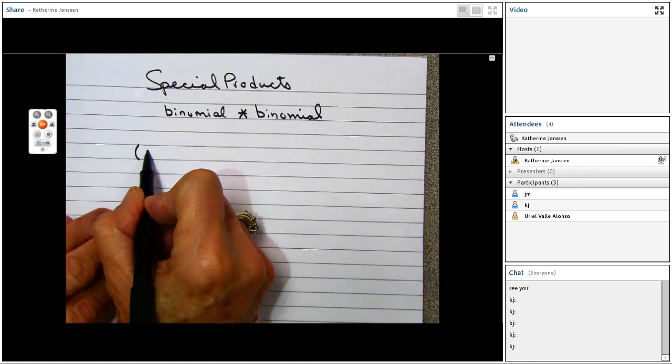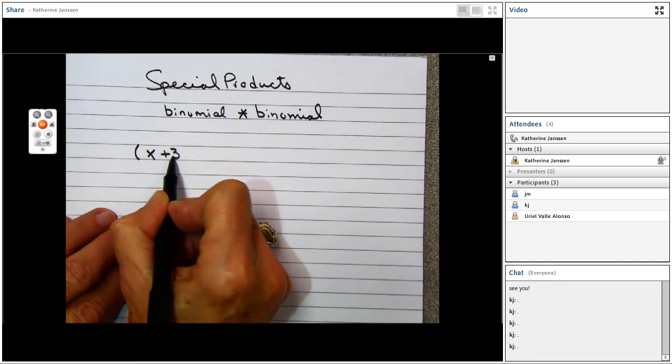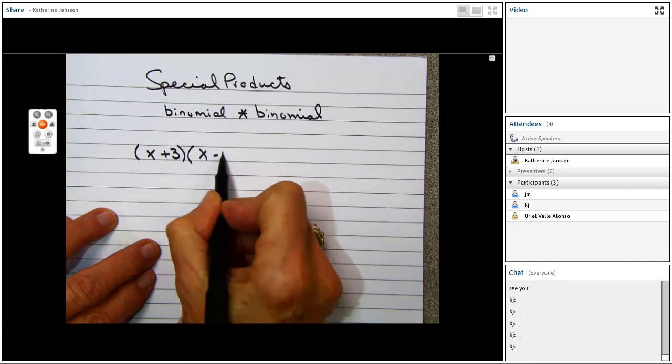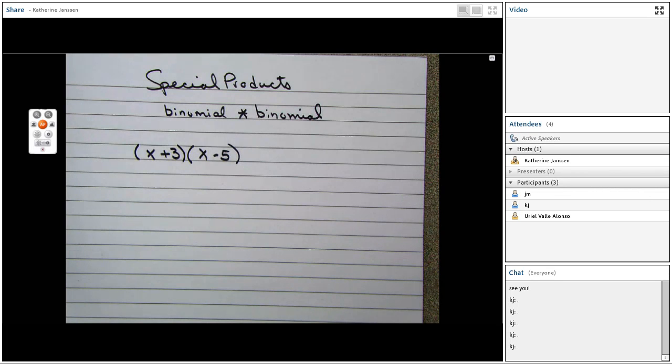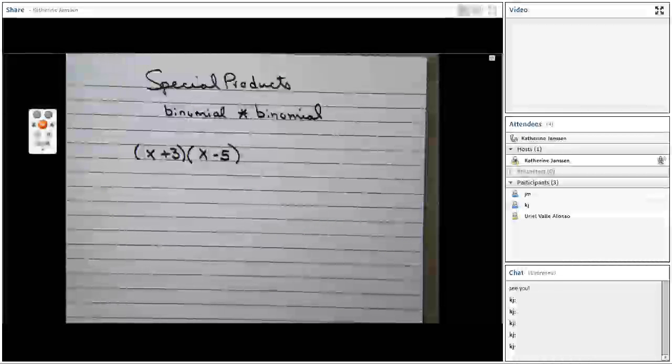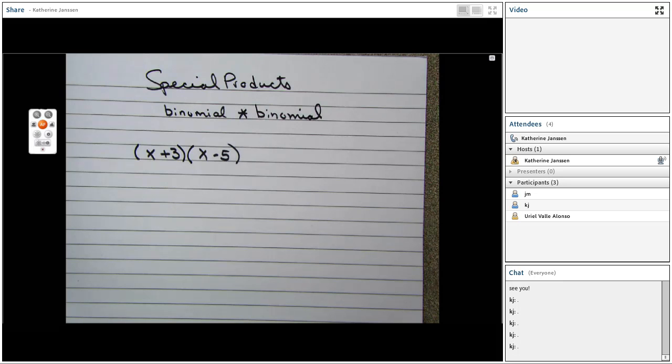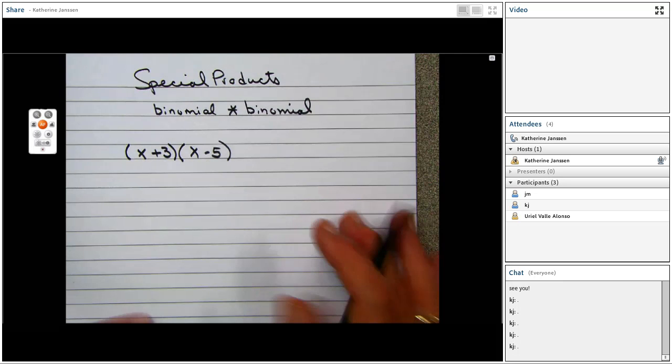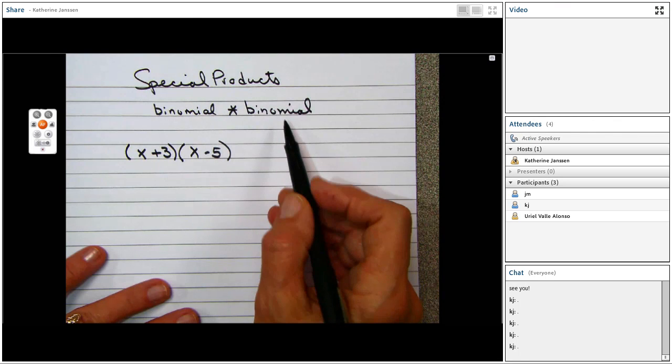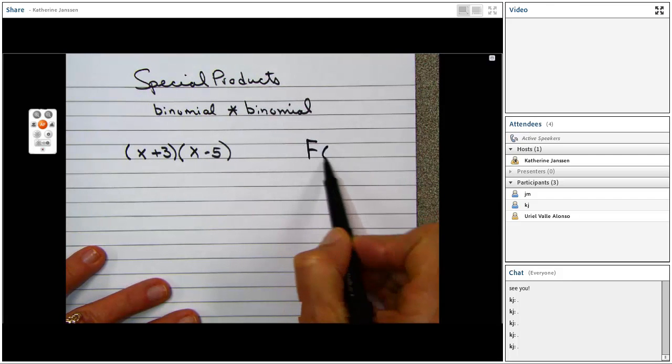So we might have the binomial x plus 3 times x minus 5. Now we know that we're going to multiply every term of the first polynomial times every term of the second polynomial, but we have a little shortcut that we can use when we have a binomial times a binomial. We call it FOIL.